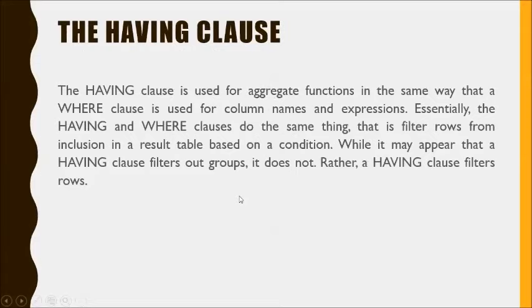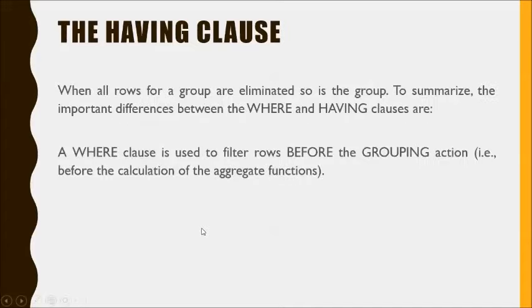The having clause. This is used to filter for aggregate functions in the same way that a where clause is used for column names and expressions. Essentially, the having and where clauses do the same thing. That is, filter rows from inclusion in a result table based on a condition. While it may appear that a having clause filters out groups, it does not. Rather, a having clause filters rows. So when all rows for a group are eliminated, so is the group.